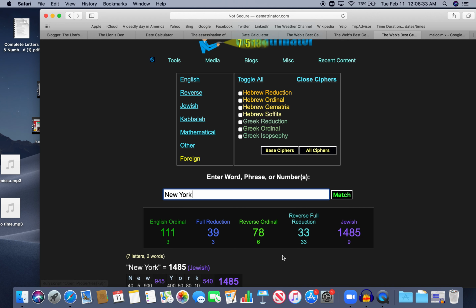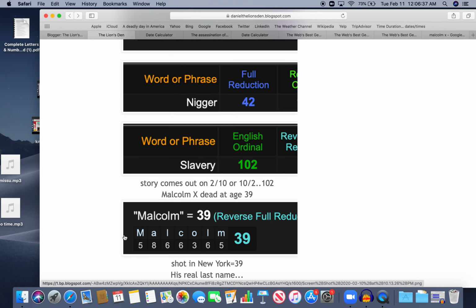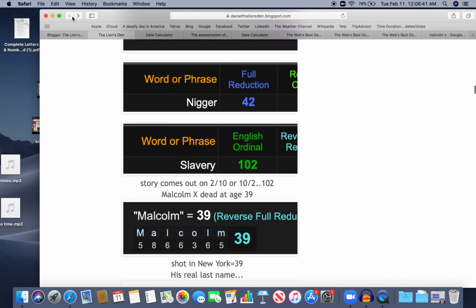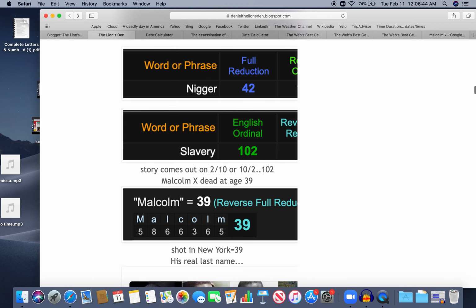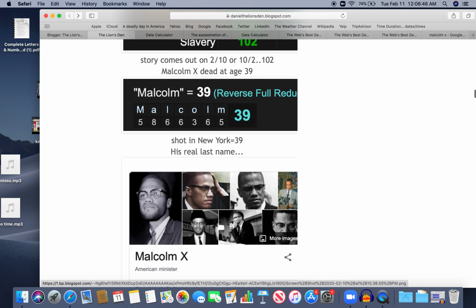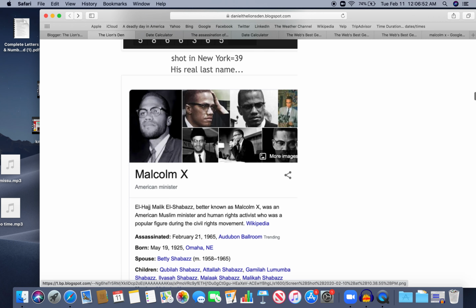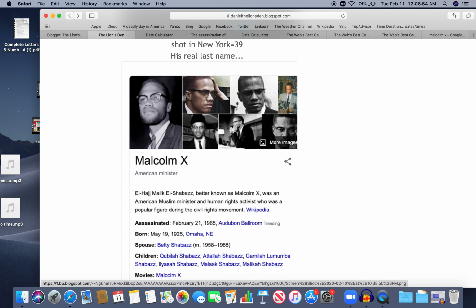39, also 78. I'll show you why that's interesting as well. So his real last name, let's take a look at him. Malcolm X. El Haji Malik El Shabazz, he changed his name to. Born May 19th, 1925 in Omaha, Nebraska.